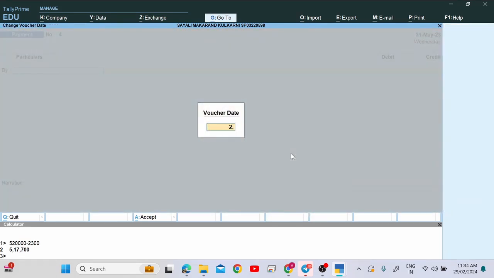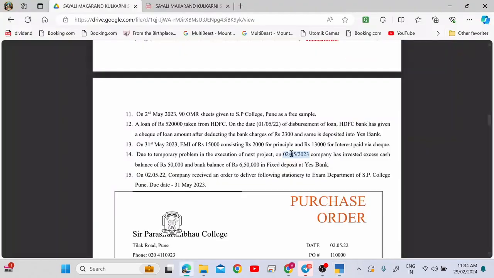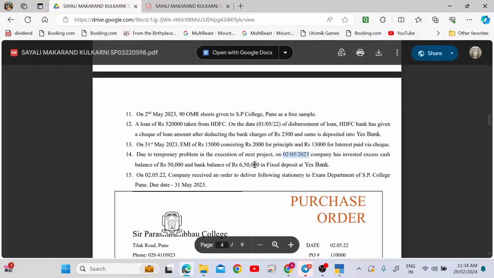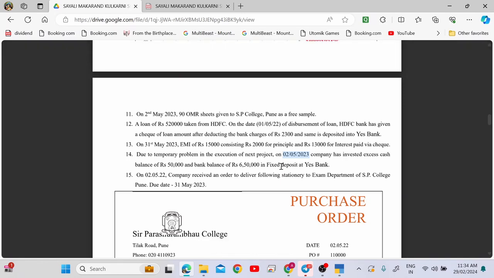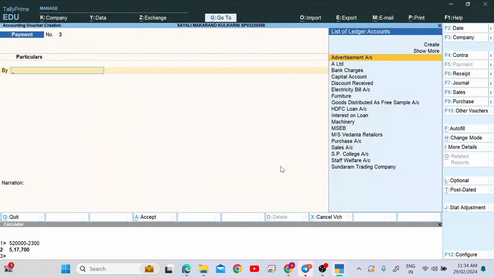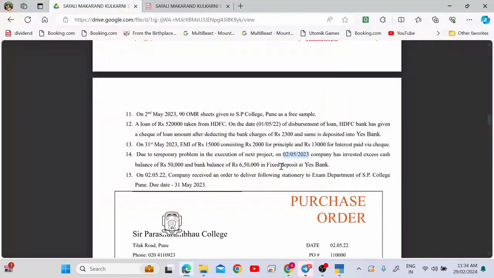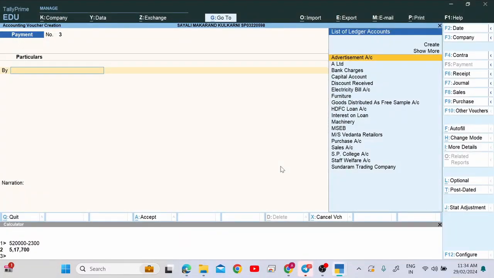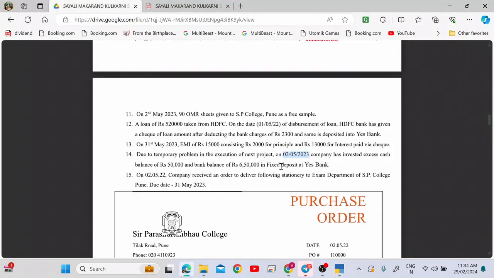Now then change the date on the 2 May. I have changed it to 2 May, and I have also selected the payment voucher type. After selecting these two things, my base is ready. And then what I will do now, I will make the payment. Payment to whom? To S Bank for fixed deposit. Therefore this should be the account name.